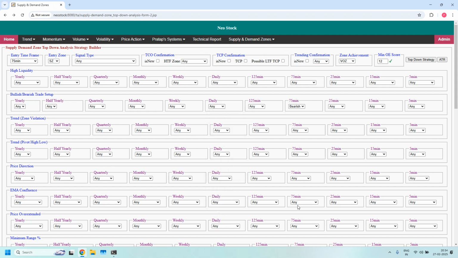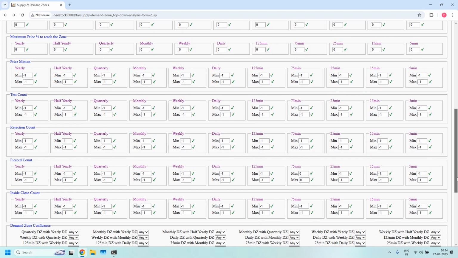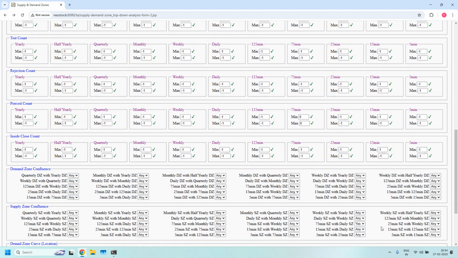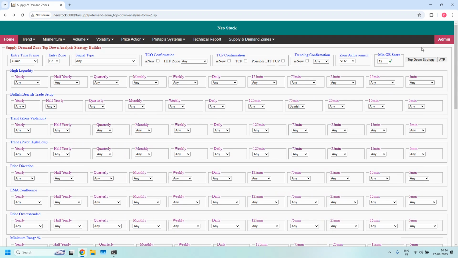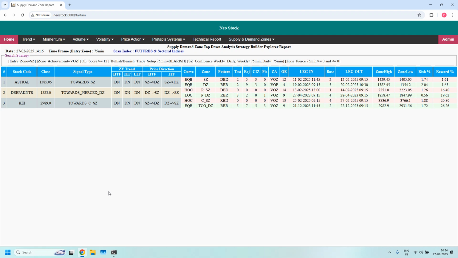Removing the EMA filter. In the supply zone confluence, we have to set 3 filters. The first filter is already enabled. Next, 75 minute supply zone with weekly supply zone confluence, and then daily supply zone with weekly supply zone confluence. With all the 3 filters, we got 3 stocks.